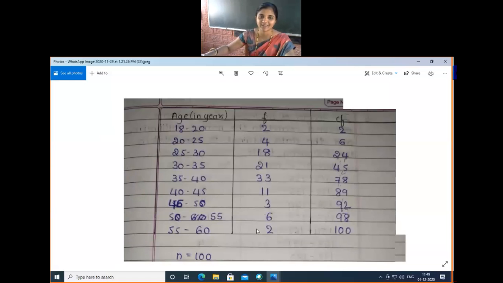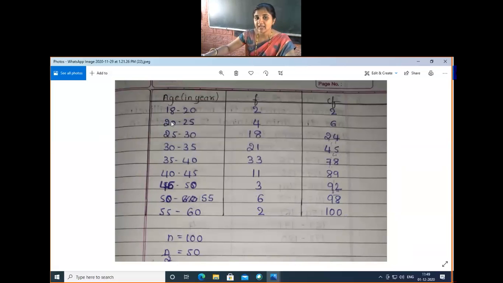Now actually age in years, this one only, students. Age in years, correct, this one: 18 to 20, 20 to 25, 25 to 30, 30 to 35, 35 to 40, 40 to 45, 45 to 50, 50 to 55, 55 to 60. This is the class interval. Frequency, already this is given actually, right? No, this is given. Cumulative frequency column is given. So with the help of this cumulative frequency, we have to write the frequency.